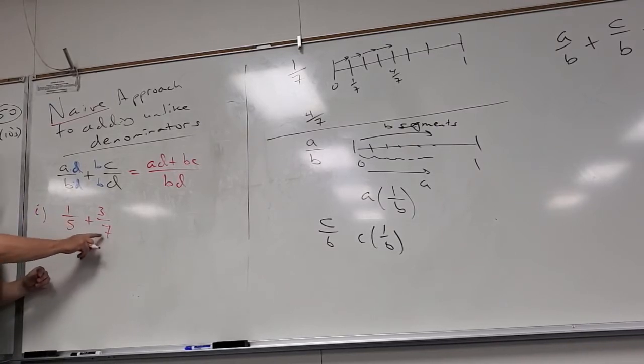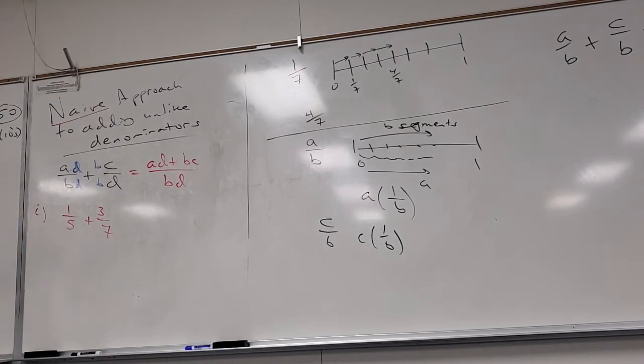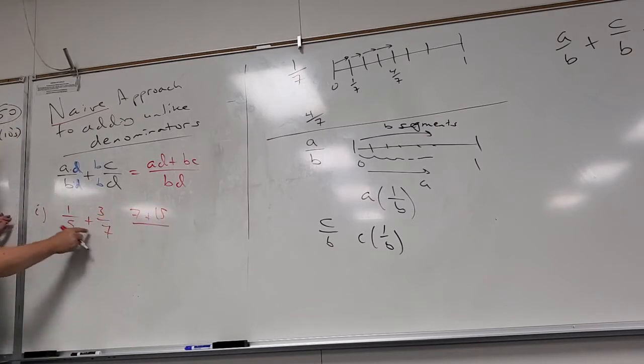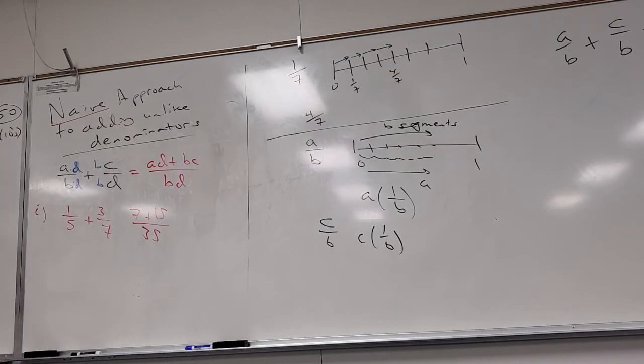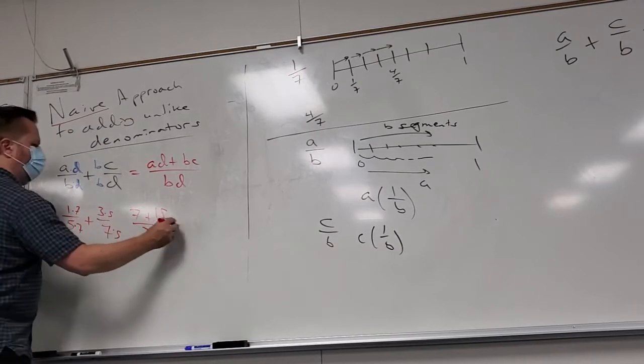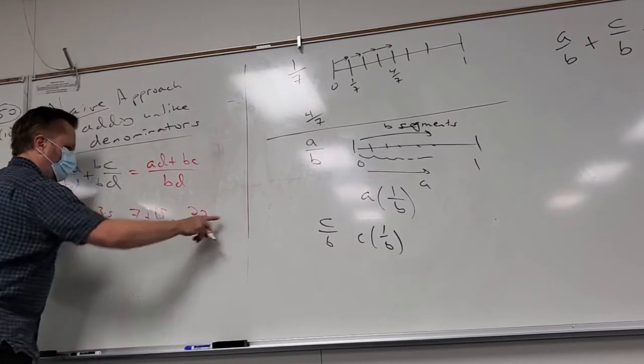So whenever the two numbers on the bottom have nothing in common, you could just do that. You could just give this a 7, give that a 5. So this would be 7 plus 15 over 7 times 5. Again, what I did was I gave this a 7, a 5. And then you can't reduce that, so I'm done.